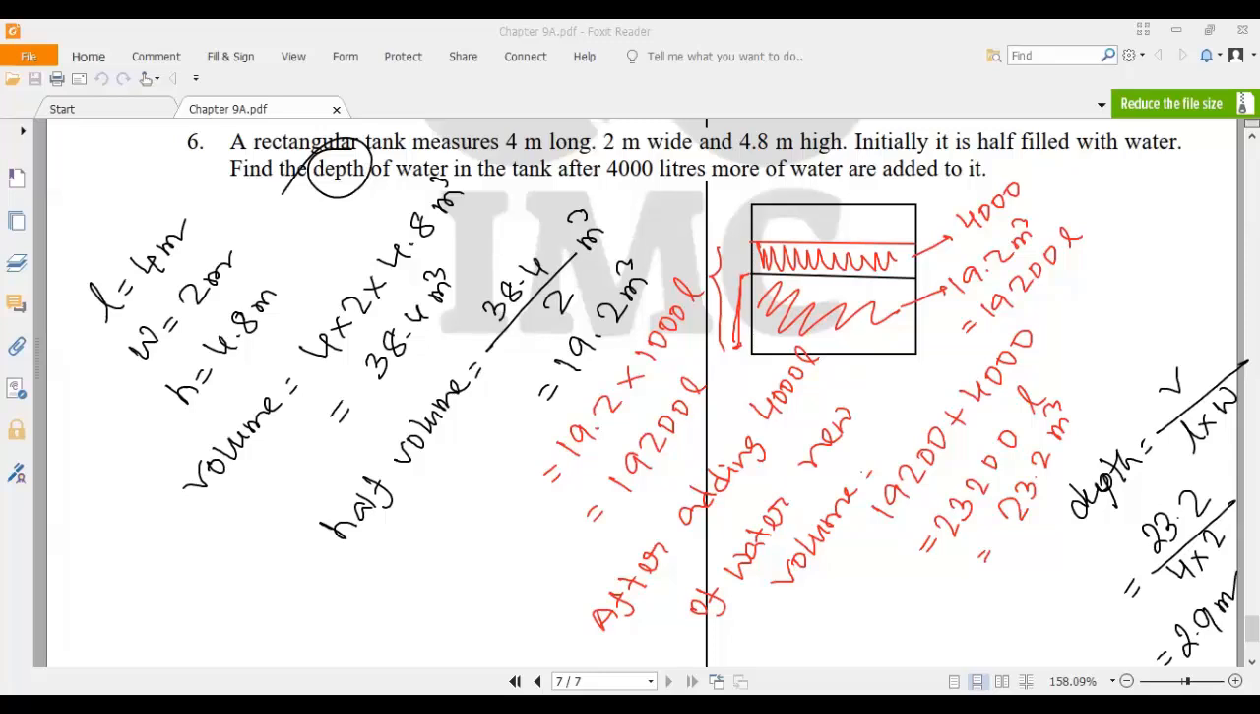That means a rectangular tank that is half volume at first, then we will add 4,000 liter of water. Then what will be the new depth? This is the question. Okay, so I hope you understand this one properly. These 3 questions are very important for the exam. I hope if you practice this one properly, you will get a good marks in the upcoming exam.